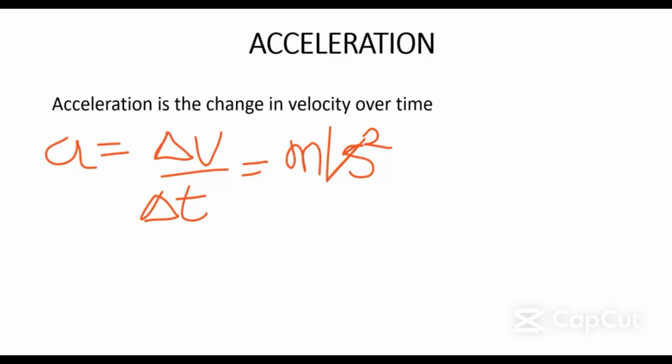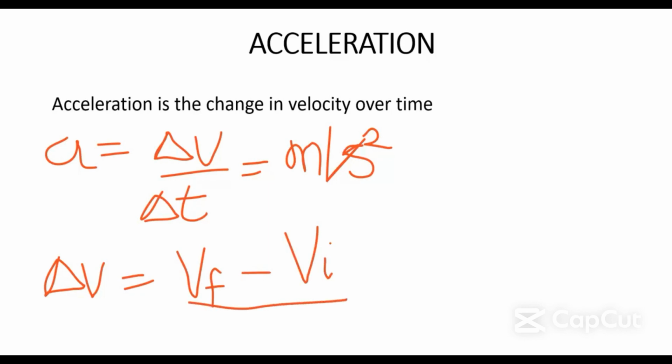The change in velocity is the final velocity minus the initial velocity, over the change in time, the final time minus the initial time. So we always remember to note the change in velocity as the final velocity minus the initial velocity, and the change in time as the final time minus the initial time. The unit is meters per second squared.